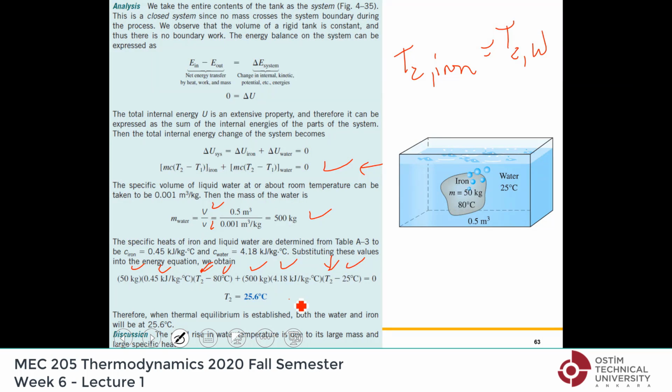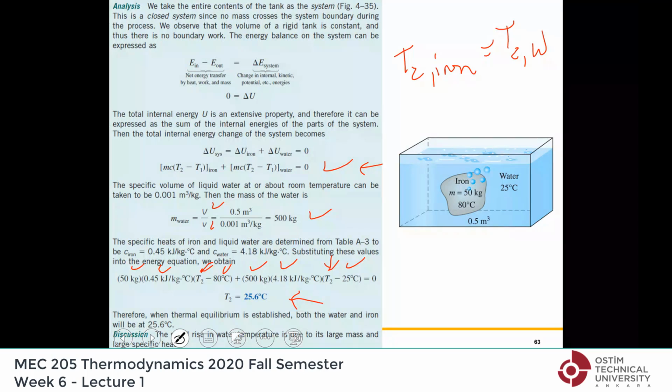When you do, you get 25.6 degrees. So the result is, after the iron and water reach the same temperature, there is no temperature difference. That common temperature is 25.6 degrees C, based on the conservation of energy principle. Okay.